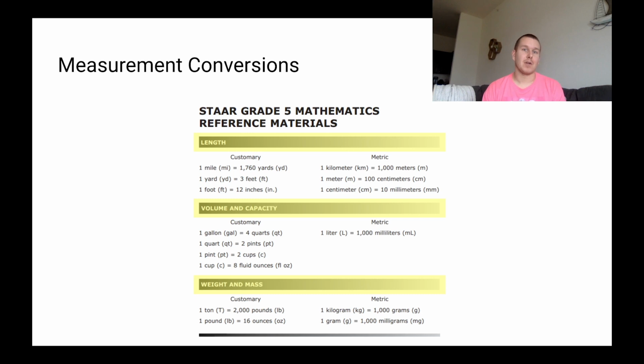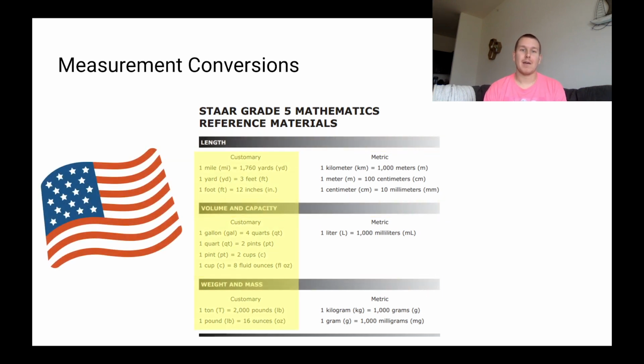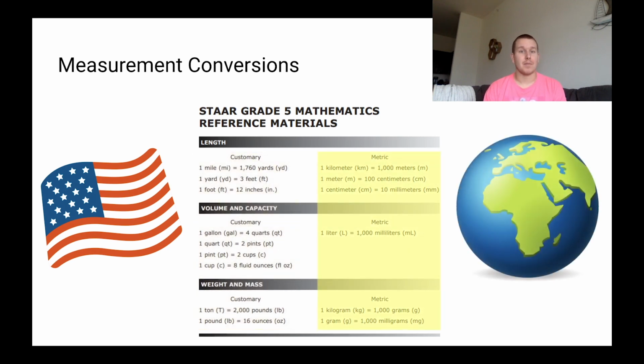Another way it's easily organized is that on the left side, we have the customary system. The customary system is something that we use in the US. It's also used in a couple of other places, but this is what you should typically be familiar with. You'll see inches, feet, gallons, tons, pounds. We use this in everyday life. On the right side is the metric system, which the rest of the world typically uses, so things like meters, liters, and grams. In my opinion, the metric system is a little bit easier because it's based on base 10, but it's not as familiar because we don't use it as often in our country.